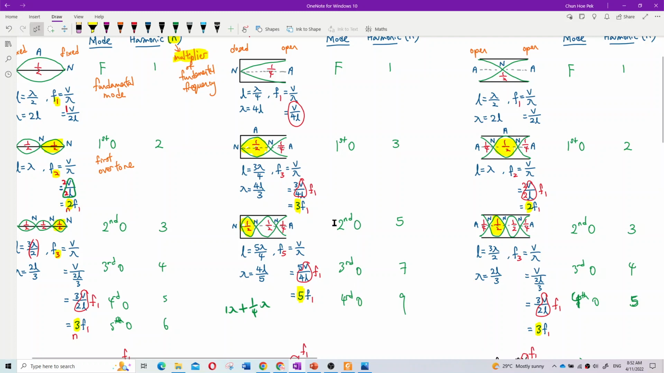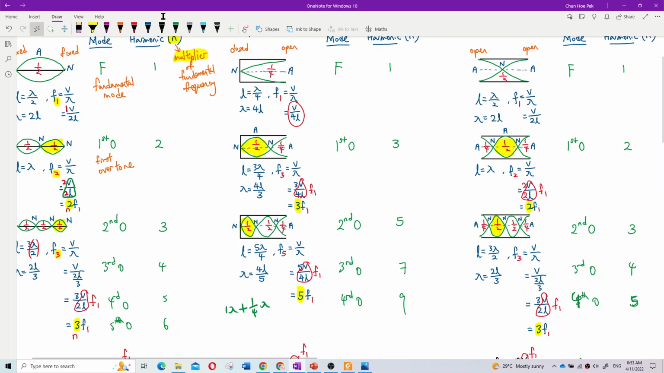How about we go to the next one, the third overtone. We go to the third overtone, it surely goes to the 7th harmonic. 7th harmonic means 7 times the fundamental frequency. We go to the 4th overtone. Then the 4th overtone becomes the 9th harmonic, 9 times the fundamental frequency.